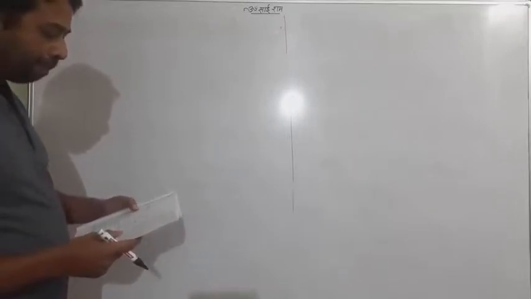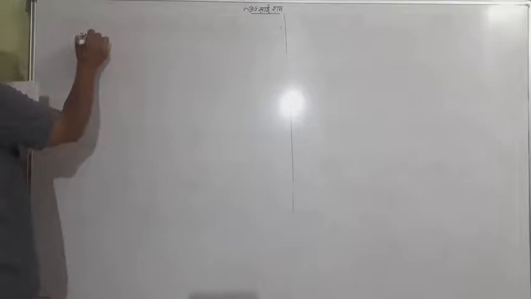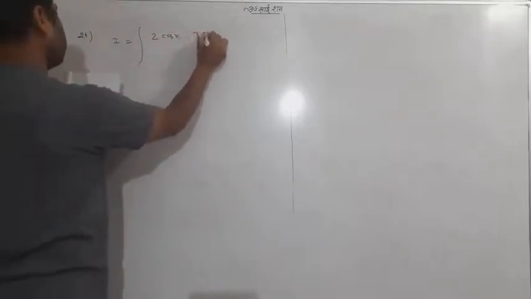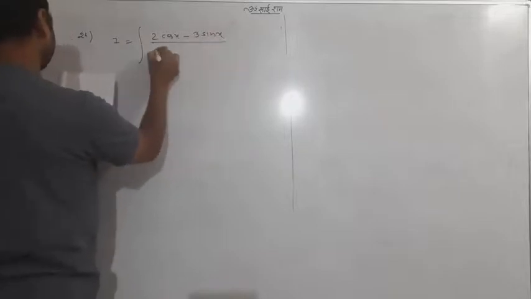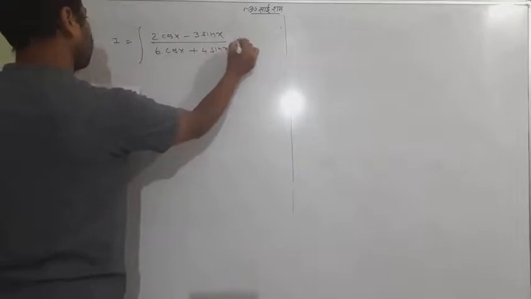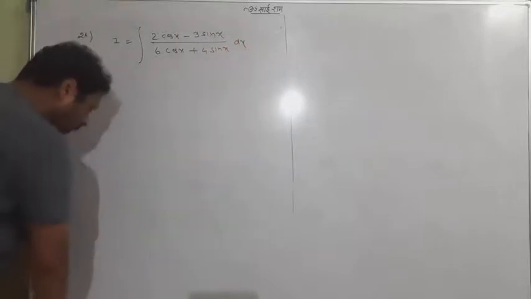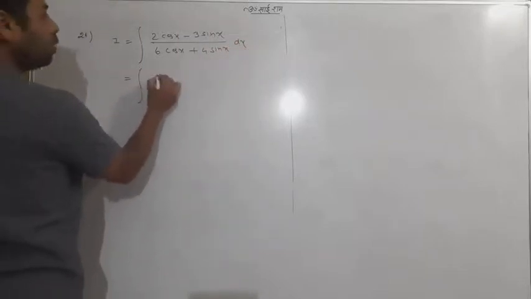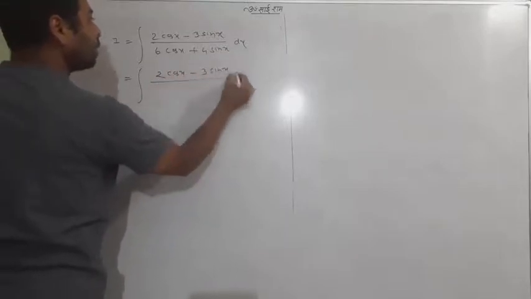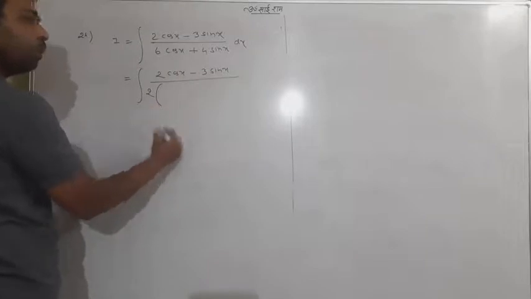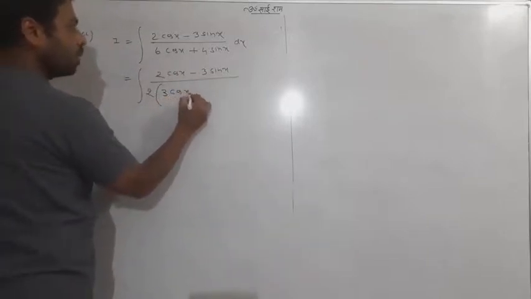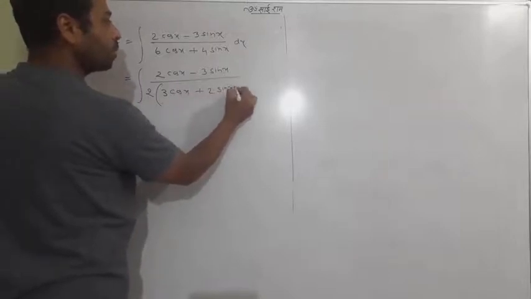Question number 24: 2 cos x minus 3 sin x upon 6 cos x plus 4 sin x. What you will do, student, nothing hard, this is. You only take 2 common from the denominator. It is 3 cos x and it is 2 sin x.